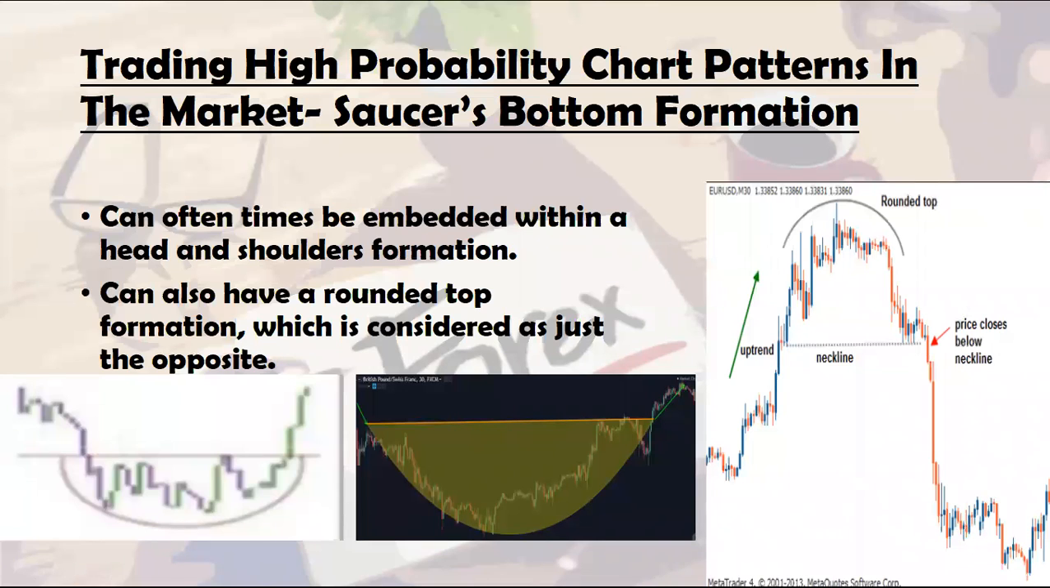So here in this example at the bottom left, you have a saucer's bottom. What that pretty much is, let's say the market comes down, it drops, and then it kind of just consolidates within a price zone, you know what I'm saying?